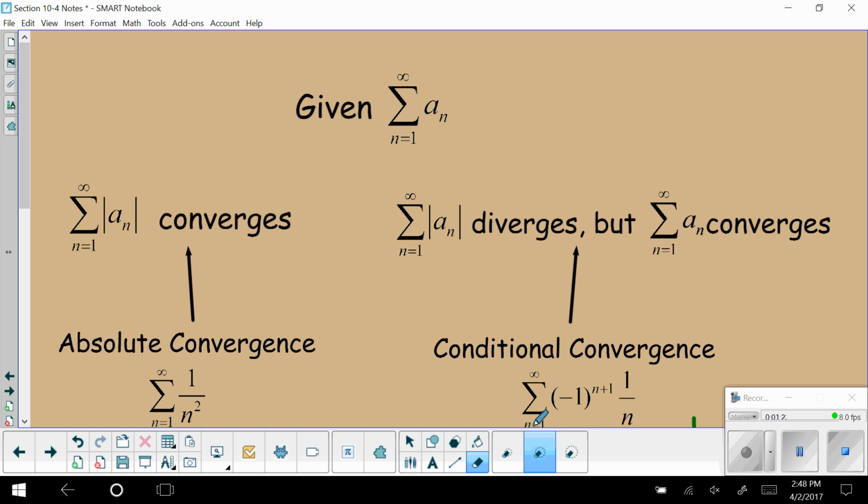But here, with the alternating series test, we did this, and we already know that this converges by the alternating series test. But if I took the absolute value, this is the harmonic series, which we know by p-series test must diverge. So this is an example of conditional convergence.